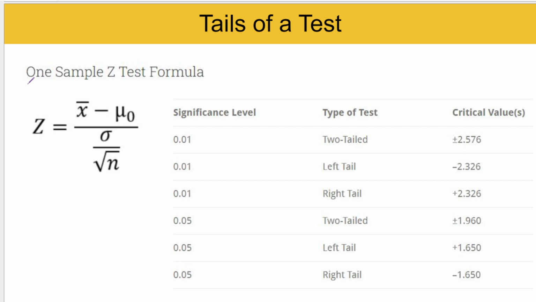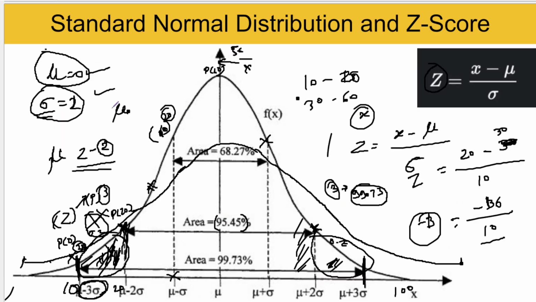This is the one sample z test formula. It is very simple. So now they have just converted this formula. If you check here, z is equal to our observation minus mu divided by sigma. This is for our sample.